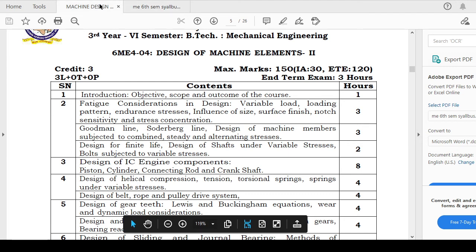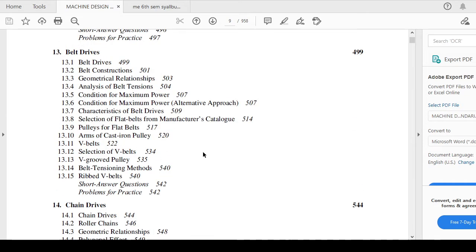Meanwhile I will start with unit 1 and cover all the topics one by one.